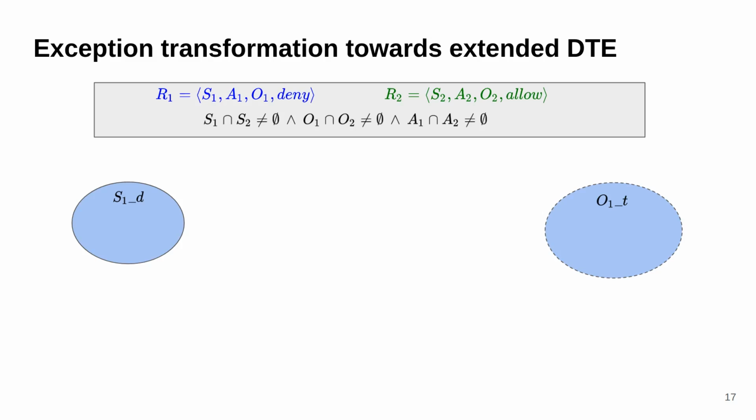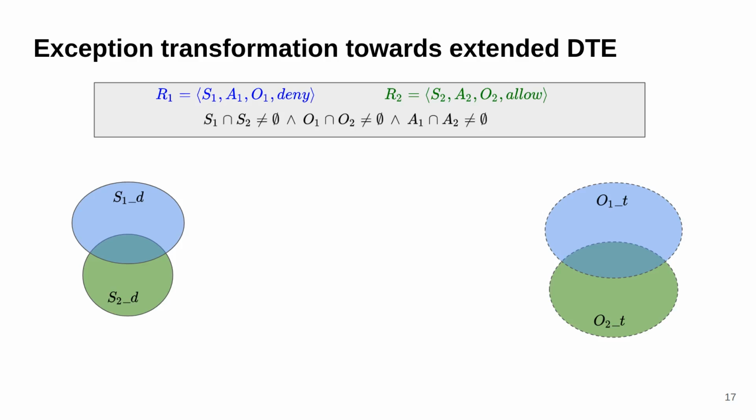We do the same thing for the rule R2, so we create the DTO domain S2D that we are going to associate to all the entities characterized by the subject S2, and a DTO type O2T that we associate to all objects that are characterized by O2.